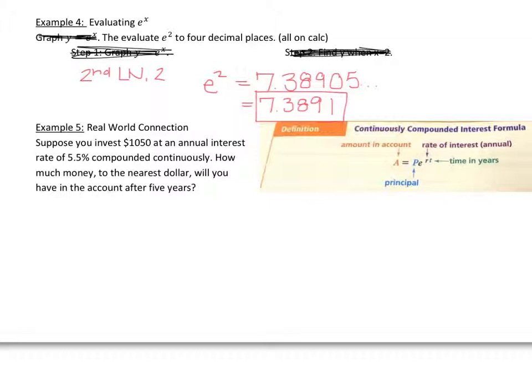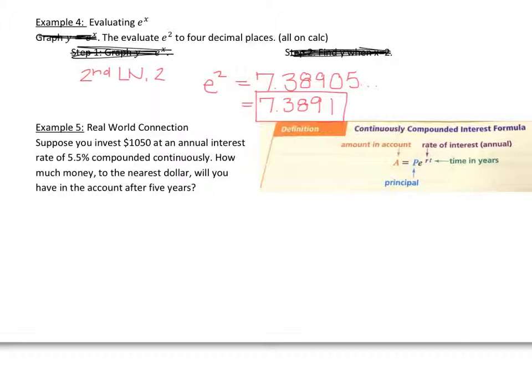But when it says compounded, what does that mean? It carries on to next year. It carries on to the next year. So after the first year, you're going to have some money added to the 1050, right? So the next year, the 5.5% comes off of that total. And then the next year, it's off of the new total, and new total, and new total. So compounded means off the new total. Okay, so how much money to the nearest dollar will you have in the account after 5 years?